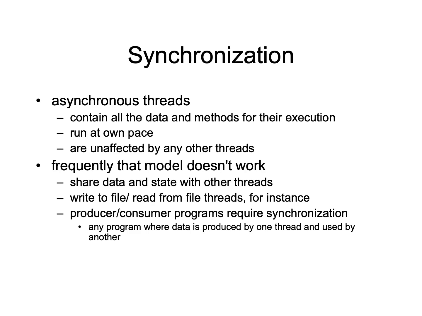So we're going to do a producer-consumer example here in a minute. A producer-consumer is any program where data is produced by one thread and used by another, or produced by one process and used by another. If you're thinking in terms of web programming, a producer might go off and get some data, where a consumer might use that data to do something else.